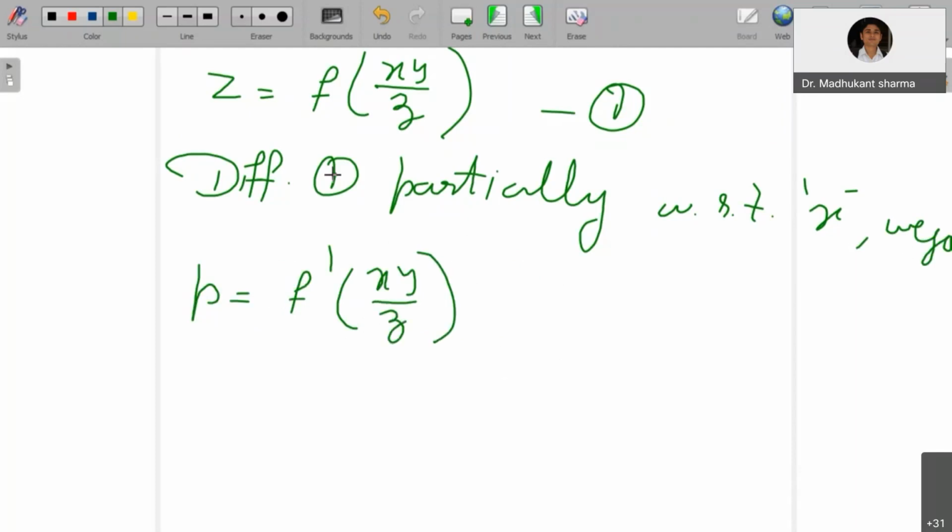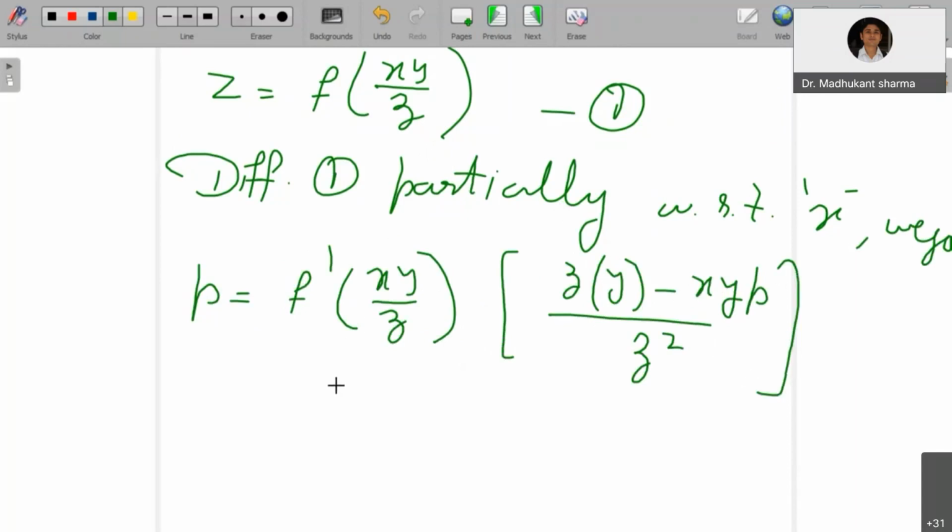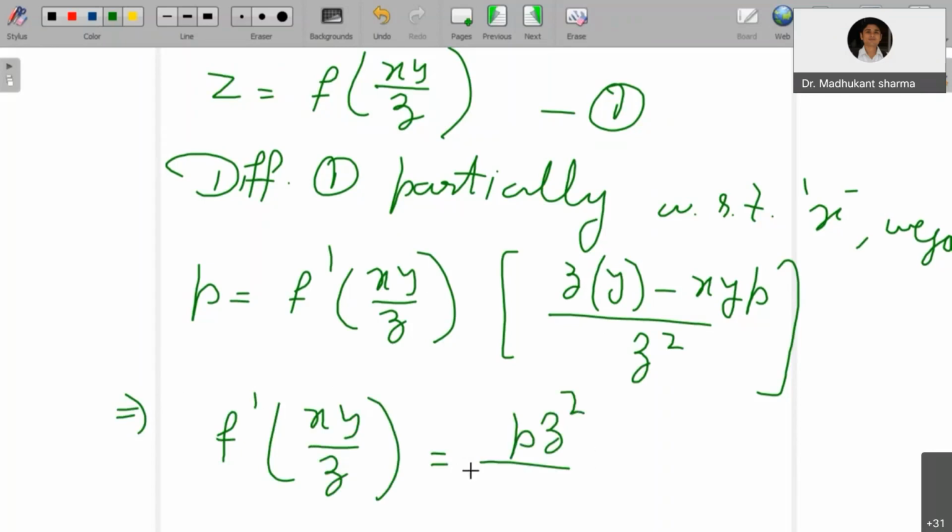Now you have to apply the u by v rule, right? So z square times the partial derivative of x into y with respect to x, which is y, minus x into y times the z derivative, that's p. So this implies f dash of x into y by z is equal to p times z square divided by yz minus xyp. This is called 2.